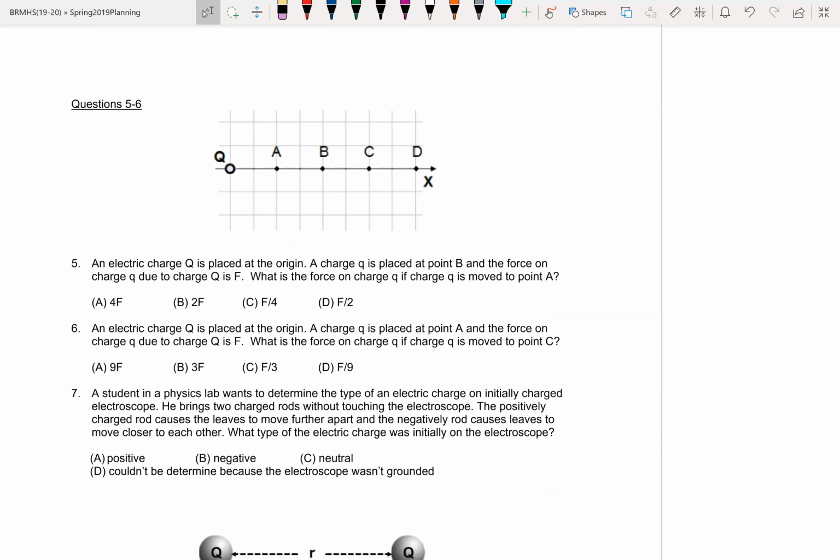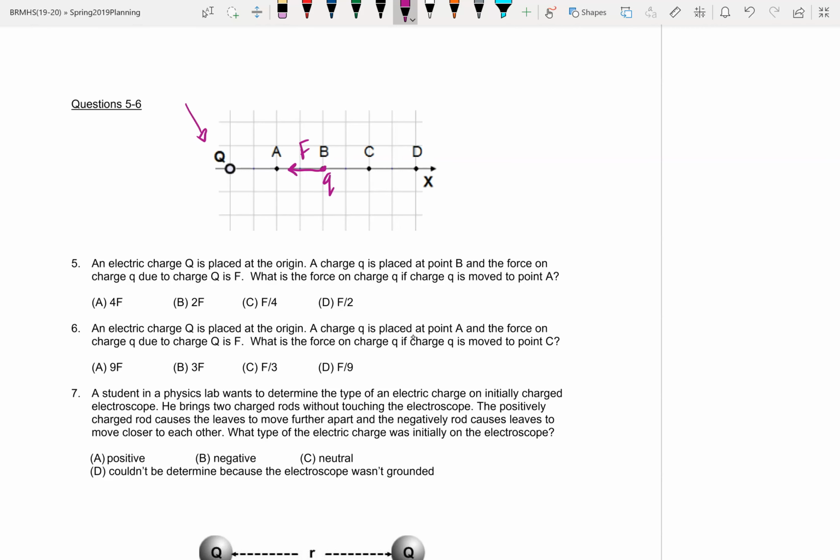Okay, here we have a few questions about a charge capital Q, which is right over there on the left side of the grid. And then we can place another charge at different spots along that grid. So in number 5, an electric charge capital Q is placed at the origin. Charge little q is placed at point B. So there's little q, and the force on charge little q due to the charge big Q is F. So this experiences some force F. Let's say it's an attractive force. They're oppositely charged, positive and negative. So maybe that's the force F right there.